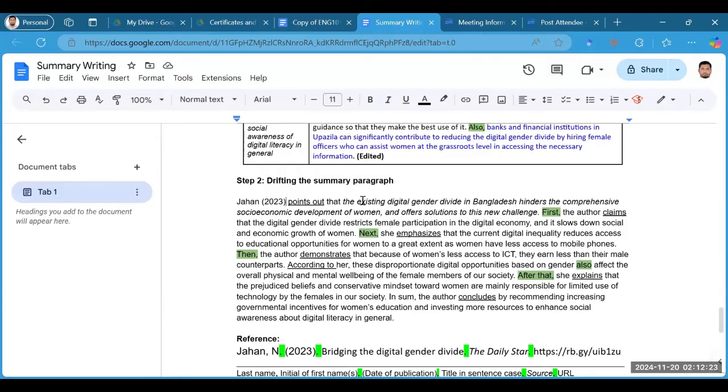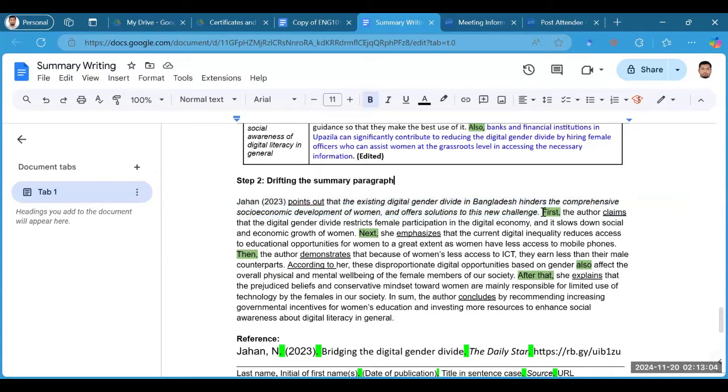So the central idea is that the existing digital gender divide in Bangladesh hinders the comprehensive, that means overall, socioeconomic development of women and offers solutions. And the writer doesn't only discuss the problems, but also shows us or recommends some solutions. That's why I have written and offers solutions to this new challenge. So digital divide is a challenge, and the writer actually provides a solution to the challenge. So this is the central idea of the whole essay, and I have used one sentence for that.